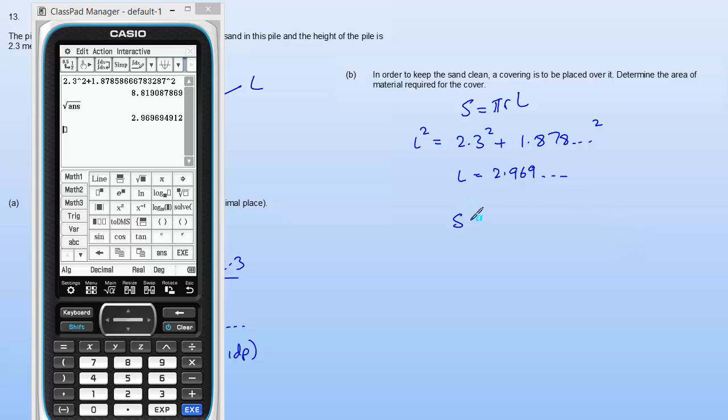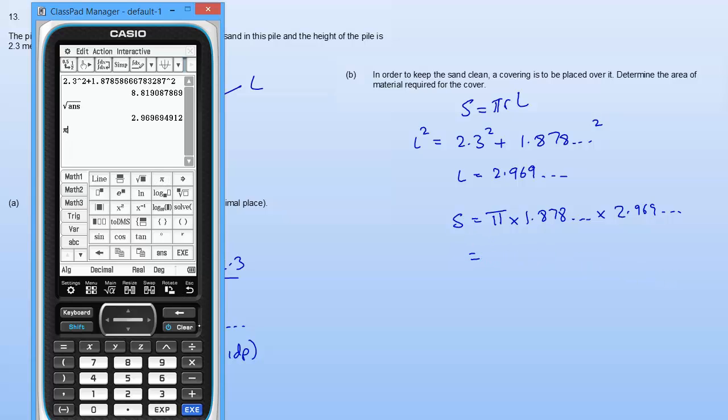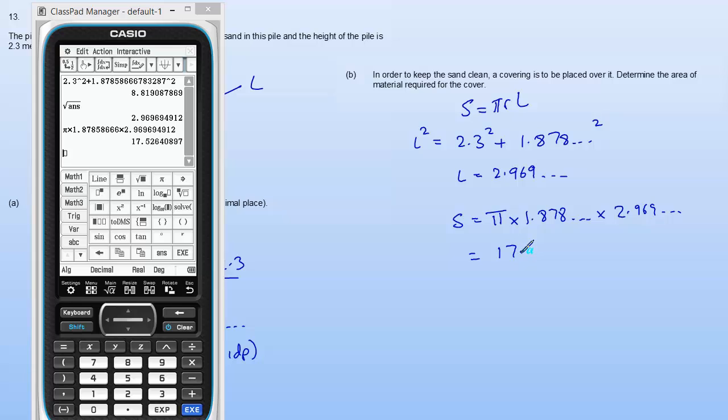And so my surface area is going to be pi times the radius, which is the 1.878 and so on, multiplied by the slant height, which is the 2.969 and so on. So we've got pi multiplied by this number. We don't need all of it, we can drag some of it down there, and that will be 17.5. It'll be in square meters, correct to 1 decimal place.